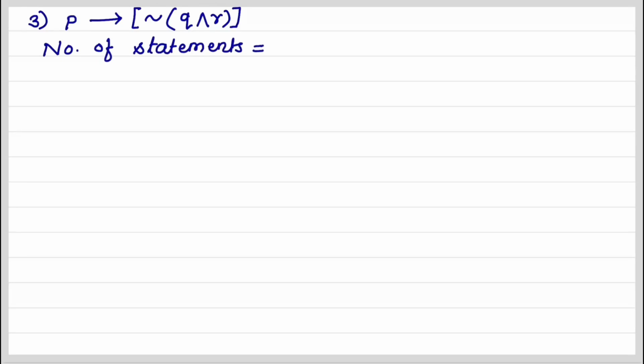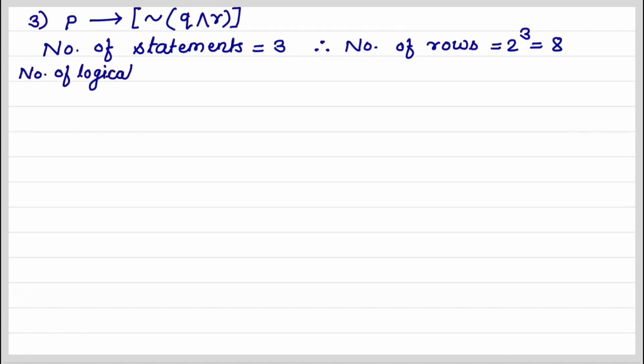Third example: P implies negation of Q and R. Number of statements: how many statements? See, P, Q and R. 3 statements are there. That means how many rows? 2 raised to the number of statements, that is 2 raised to 3, which is equal to 8. And how many logical connectives are there?